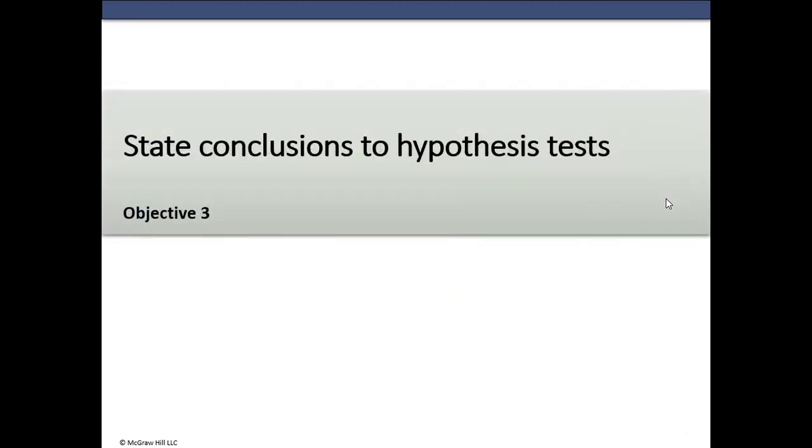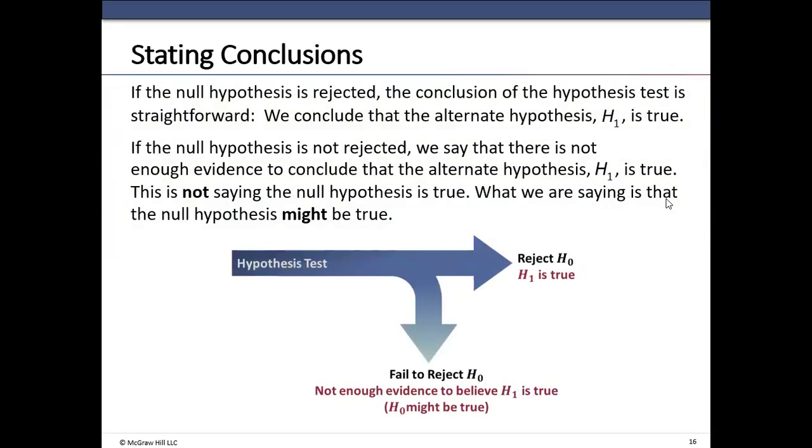State conclusions of a hypothesis test. If the null hypothesis is rejected, the conclusion of the hypothesis test is straightforward. We conclude that the alternate hypothesis H1 is true. This is the case when there is enough evidence to support the alternate, the sample data supports the alternate, therefore we are going to reject the null hypothesis and assume that H1 is true.